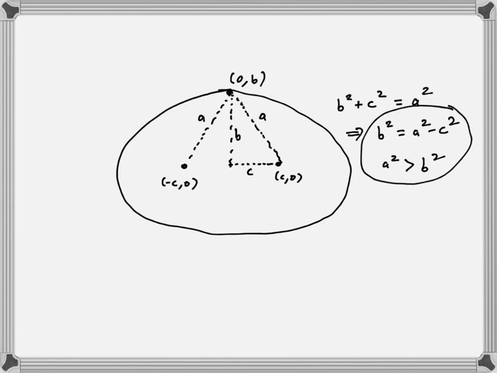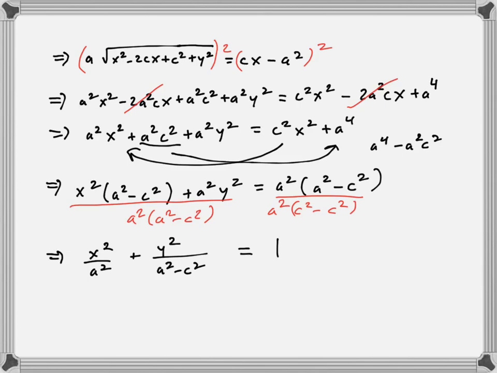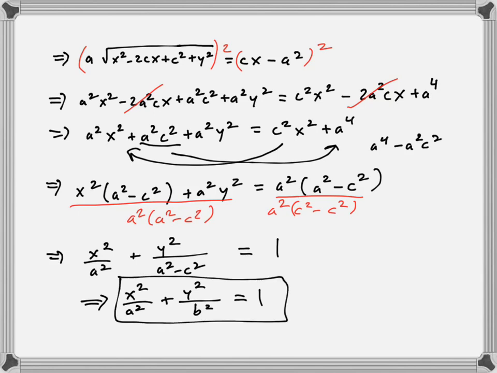Now these two facts are going to allow us to go back and write our ellipse equation even easier, because what if instead of a squared minus c squared, I replace it with b squared. So coming back here, this means I can rewrite my equation as follows. x squared over a squared plus y squared over b squared is equal to 1. And there we go. This is our ellipse equation that we are all familiar with.